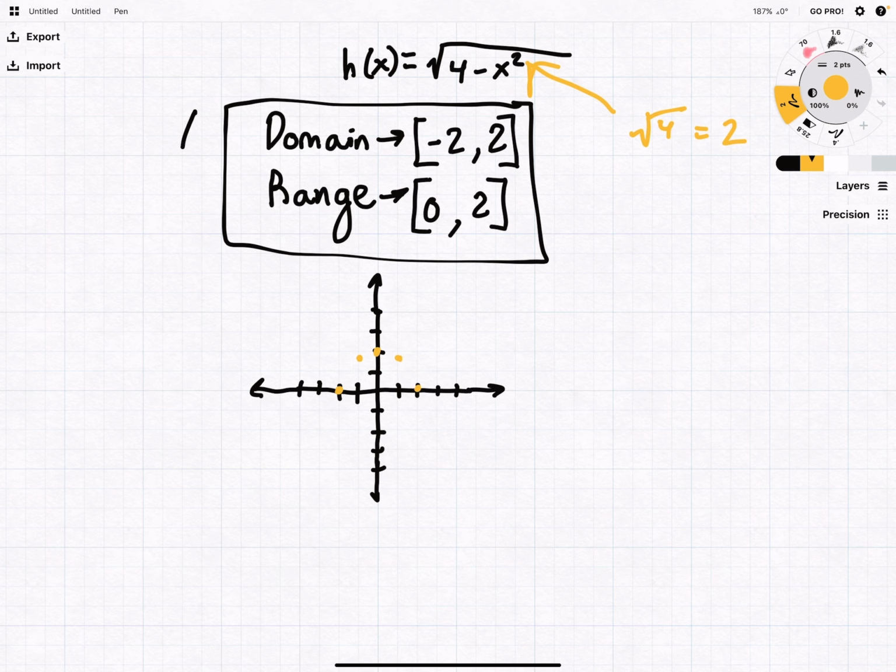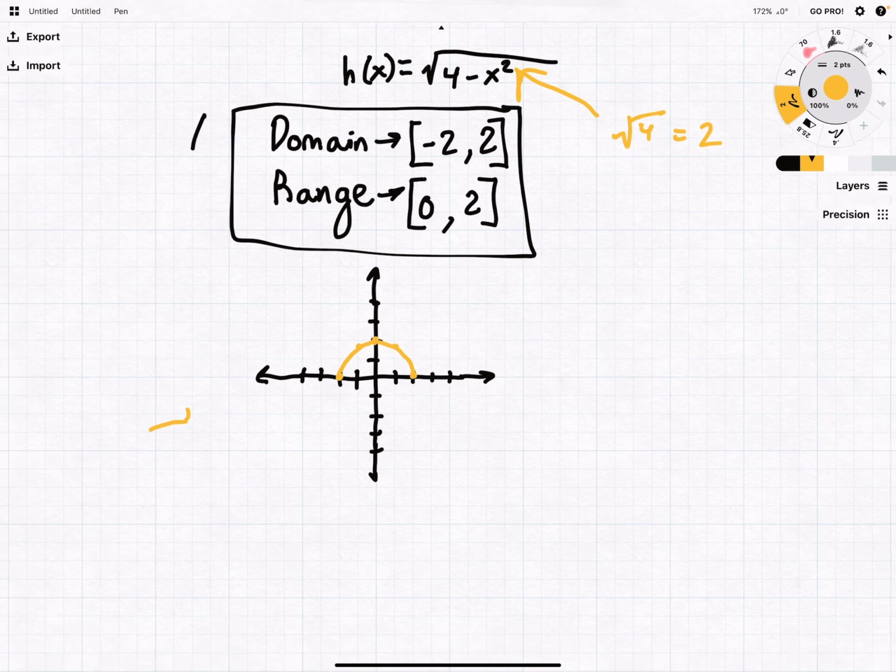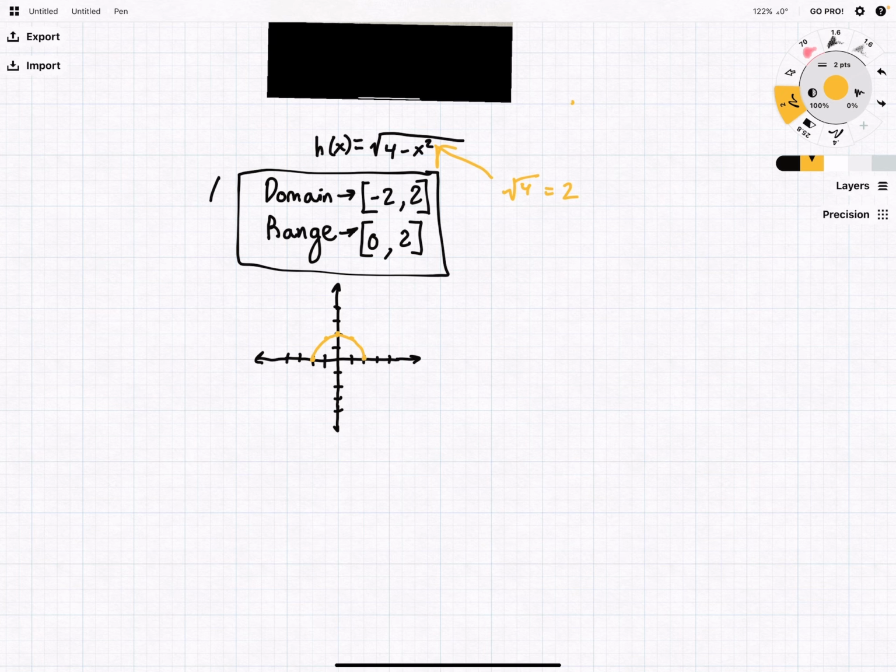And then 2 will also get us a 0, because 4 minus 2 squared is just 4 minus 4, and that's equal to 0. So the graph of this function looks just about like that, pretty much like a half circle. And that should be everything for problem 38.